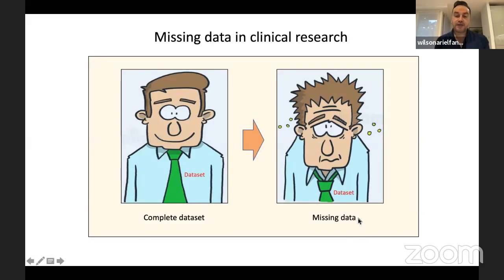So I would like to start my presentation with a sort of analogy between a patient which is completely fit and well, and another patient which is completely ill. So just as any other patient, we could see the data set as a disease actually. And the missing data could be a disease of the data set, right?